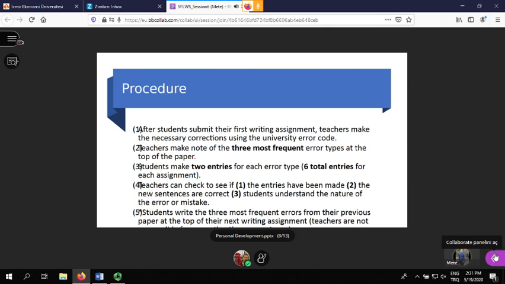So this next one, 5, I did not follow this. This is how it was explained to me. Students write the 3 most frequent errors from their previous paper at the top of their next writing assignment, right? So for their next paper, I would not be responsible for looking for those error types, right? But like I said before, this can be adjusted to fit your learner group. I was teaching BRN, so I didn't follow this last step too closely, right? I was flexible with this last step.